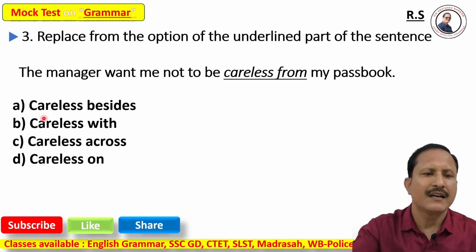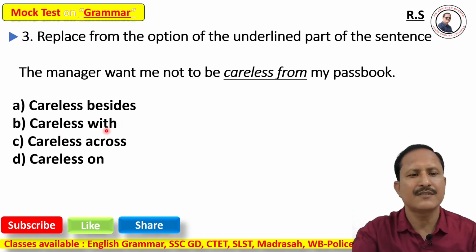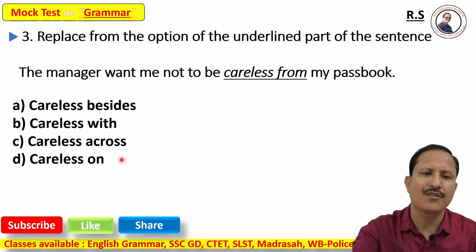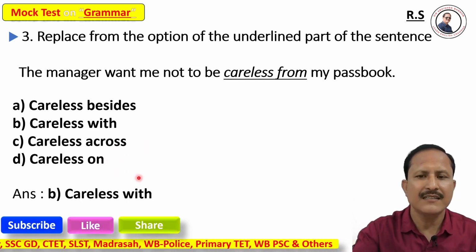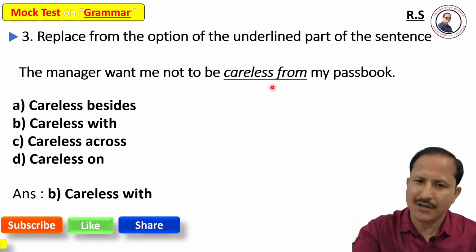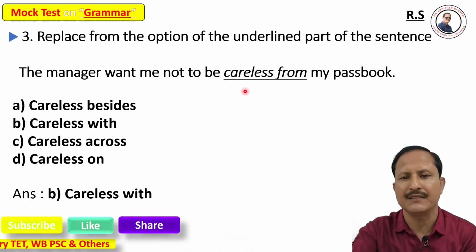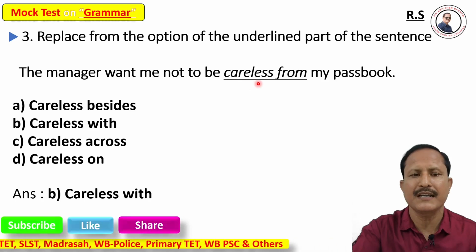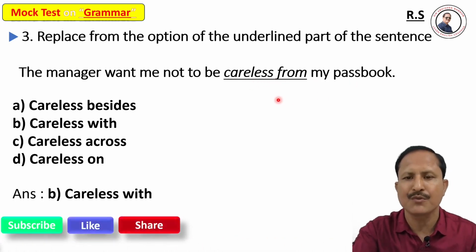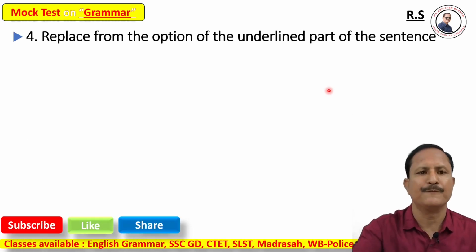Option A, careless besides. Option B, careless with. Option C, careless across. Option D, careless on. Here, the right option is careless with. Careless from is the wrong answer. Careless should be followed by the preposition with. The right answer is, the manager wanted me not to be careless with my passbook or with my ATM or whatever it is.